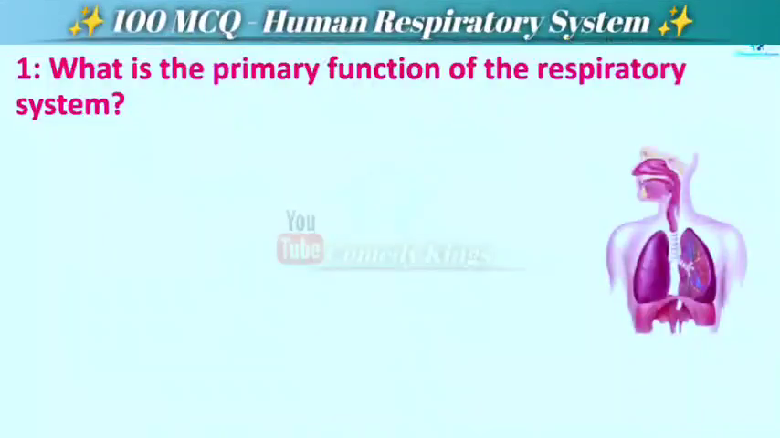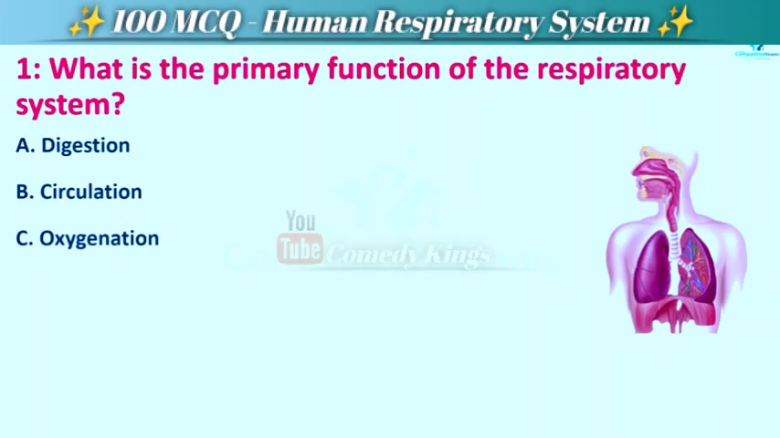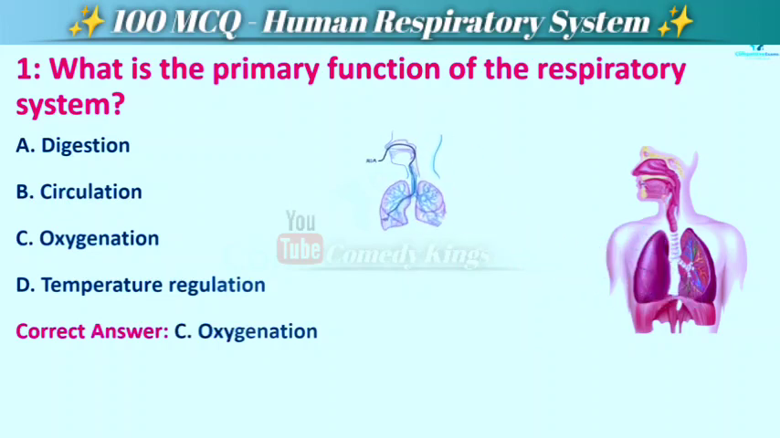What is the primary function of the respiratory system? Your options are digestion, circulation, oxygenation, or temperature regulation. The correct answer is C, that is oxygenation.